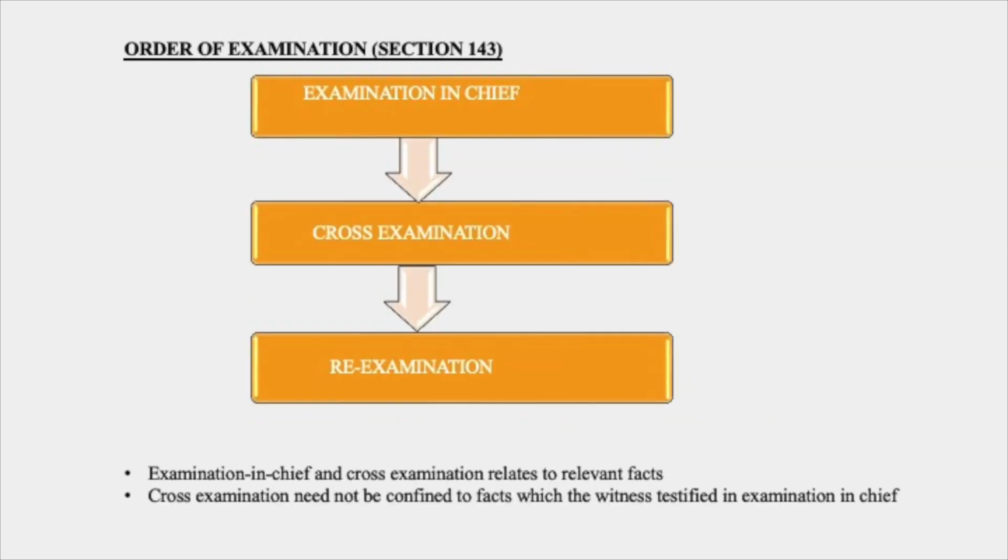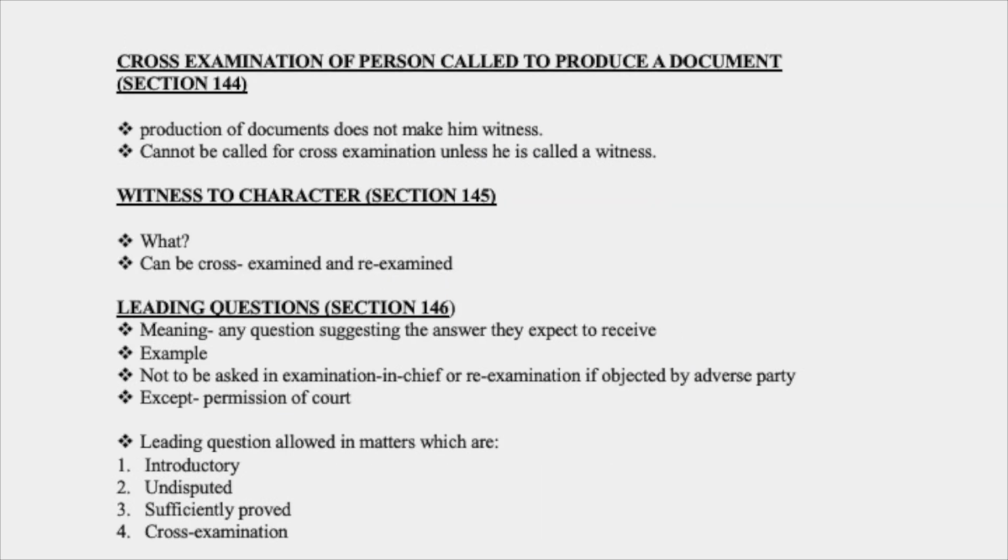The next provision is related to the order of examination. It is dealt with under Section 143. The first kind of examination is the examination in chief, then it moves on to cross examination, and then to re-examination. The examination in chief and cross examination should be related to the relevant facts. However, the cross examination need not be confined to the facts with regard to which the witness testified in the examination in chief.